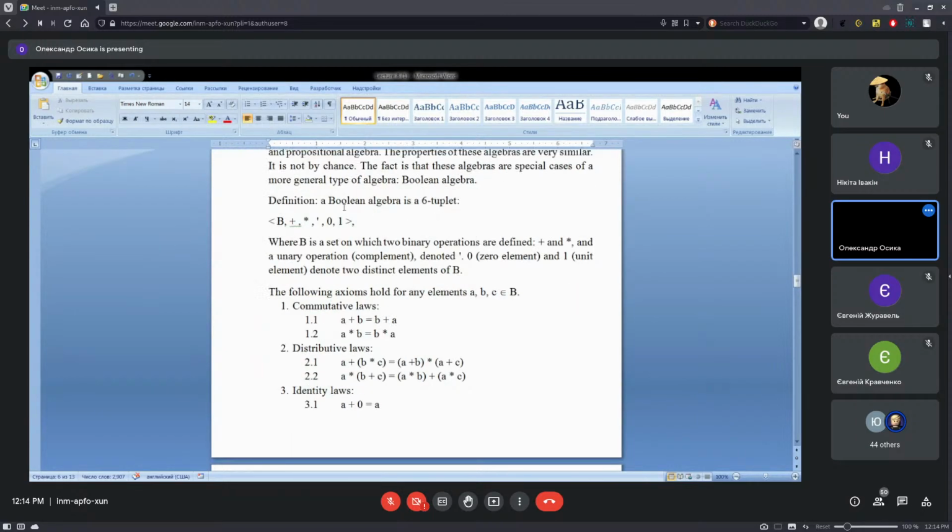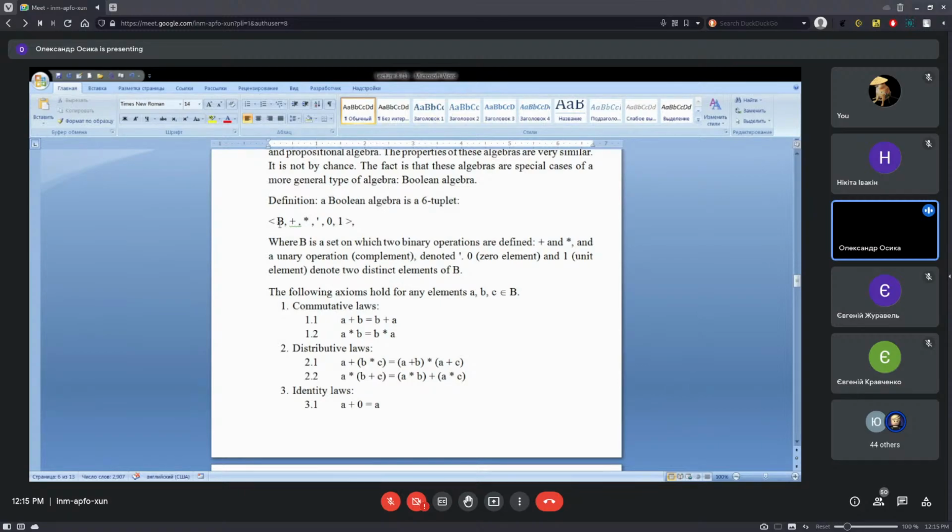Definition. A Boolean algebra is a 6-tuple. Tuple is an ordered sequence. A 6-tuple is an ordered sequence of six elements. The word tuple is not used frequently, but here it is a proper place to use it. So 1, 2, 3, 4, 5, 6.